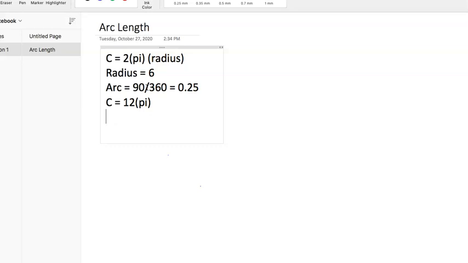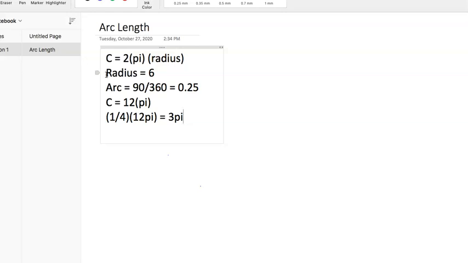It's wrong because the arc is only 1/4, or 0.25, of the circle. So we want that 1/4 or that 0.25, either one would be fine, times 12 pi. If we do that, 1/4 times 12 is 3 pi. And that will be our answer.